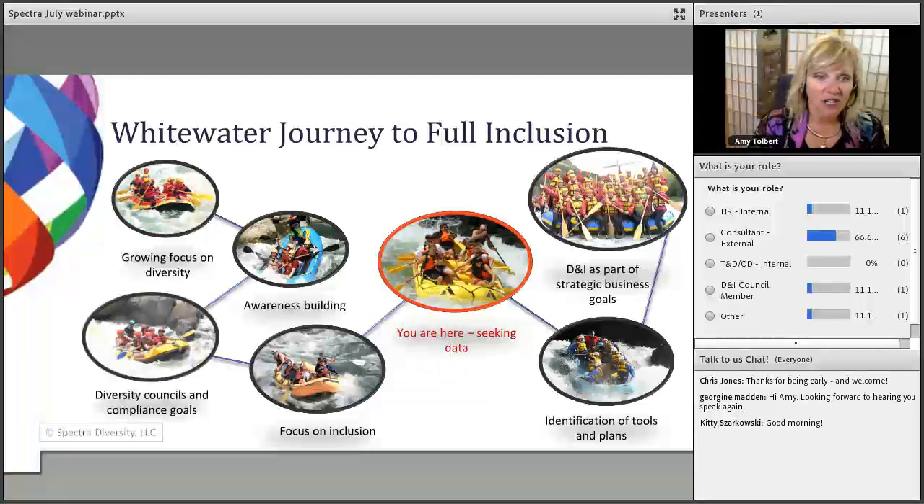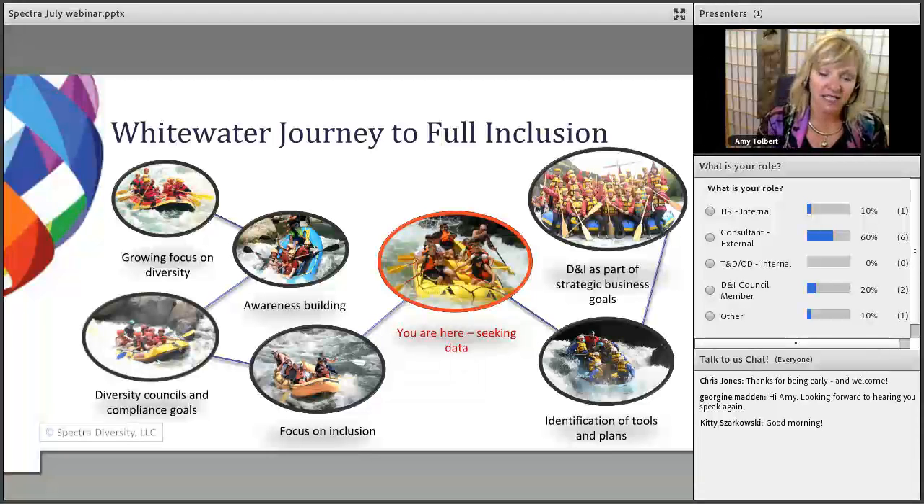So our whitewater journey to full inclusion really started, if you look with me over here at the far left side of that screen, with a growing focus on diversity, meaning the numbers, not necessarily inclusion yet. Back in the late 80s, early 90s is when organizations really started getting large scale initiatives moving and looking at people to charge that effort in organizations. We had a lot of employee resource groups. We were doing training at that time in the 90s around awareness building.